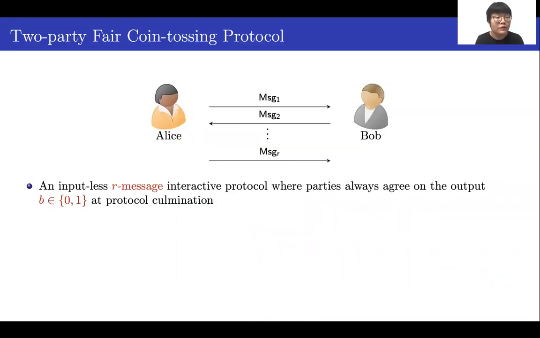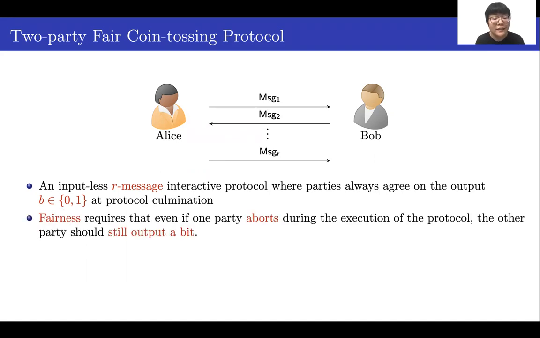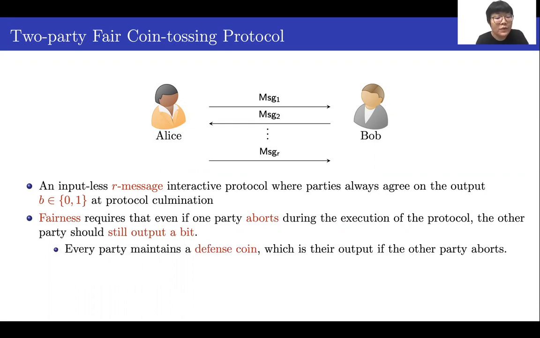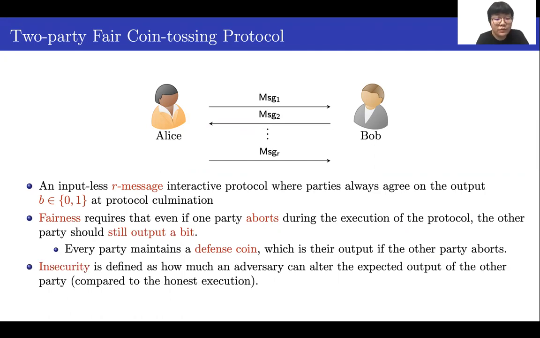So in this work, we will be focusing on a two-party fair coin tossing protocol. This is an inputless protocol where Alice and Bob exchange R messages. At the end of the protocol, both parties will agree on an output, which is either 0 or 1. The fairness requires that even if one party aborts during the execution of the protocol, the other party should still output a bit. Consequently, every party will maintain a defense coin, which will be their output if the other party aborts. Insecurity of this protocol is defined as how much an adversary can alter the expected output of the other party.